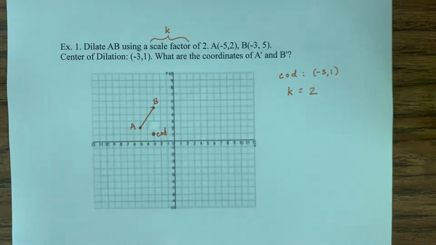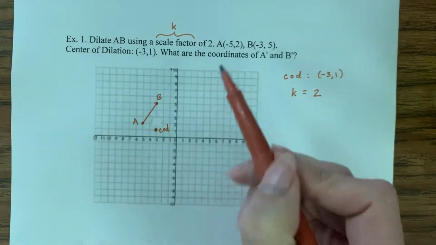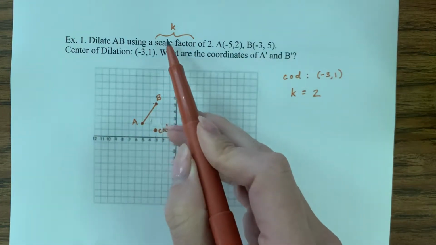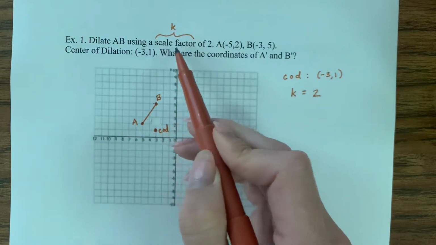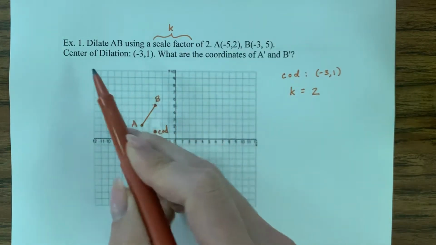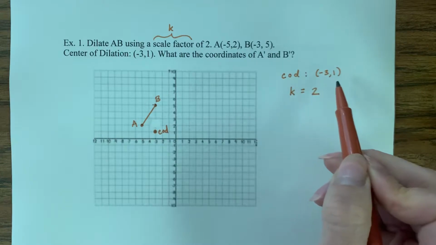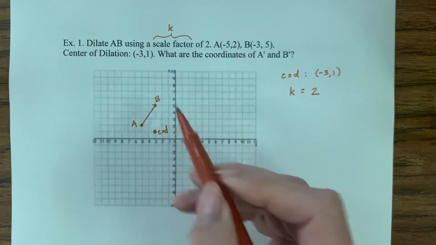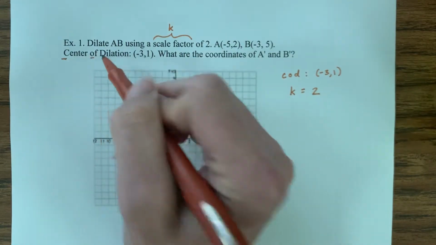Hello students. So for this example, I've already graphed A and B here. And then I've labeled, remember we use K to represent our scale factor. So K is 2 and my center of dilation is -3,1. So I've already graphed that. And remember I use COD to represent center of dilation.